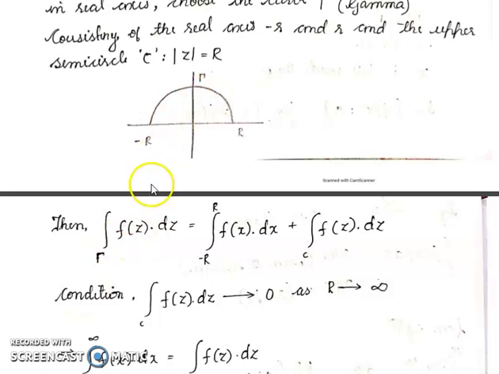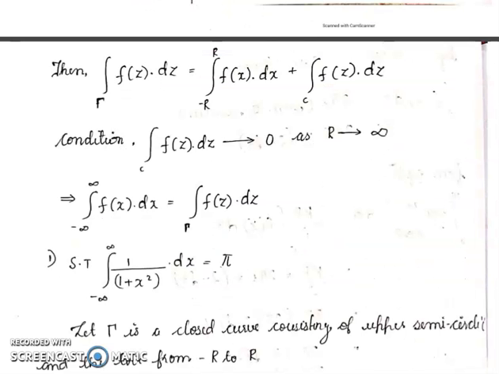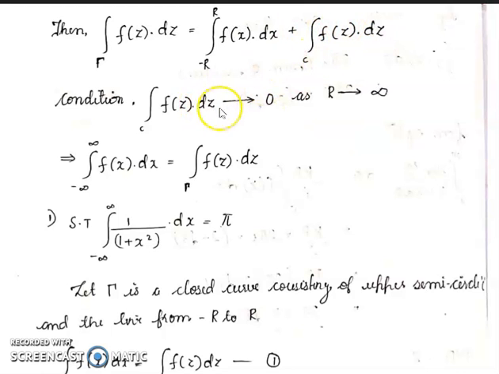When you take the line integral, we have to add both cases, that is the integral from minus r to r of f of z dz plus the integral over C of f of z dz. This integral over C tends to 0 as r tends to infinity. When r is very large, this region will vanish. Therefore the integral over C of f of z dz tends to 0 when r is infinity. So this value is not there.